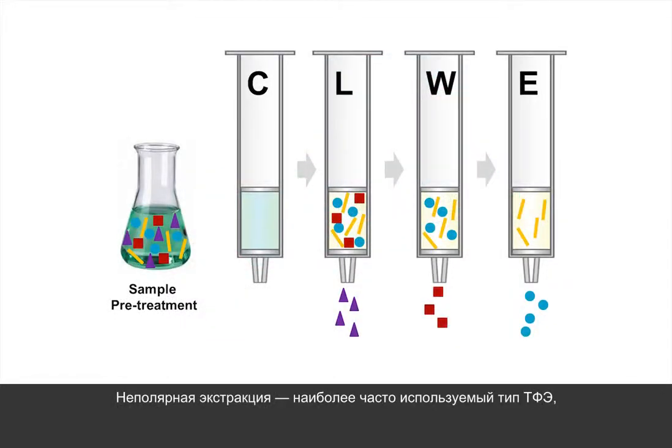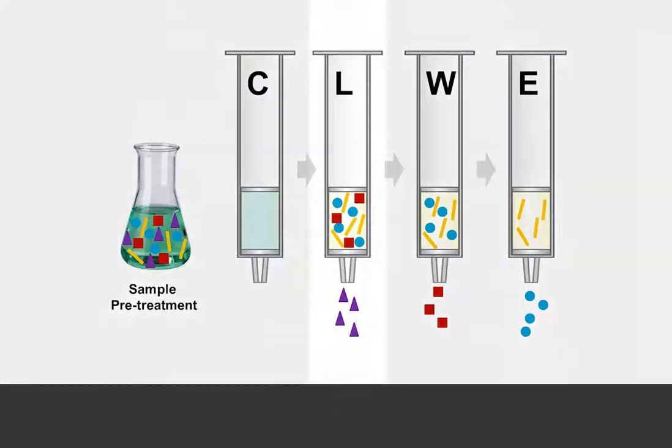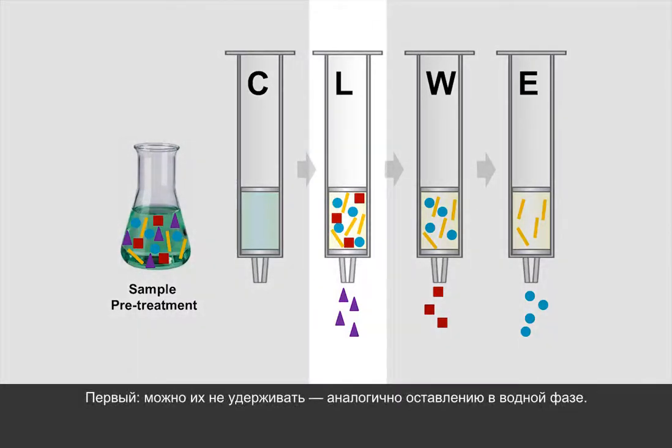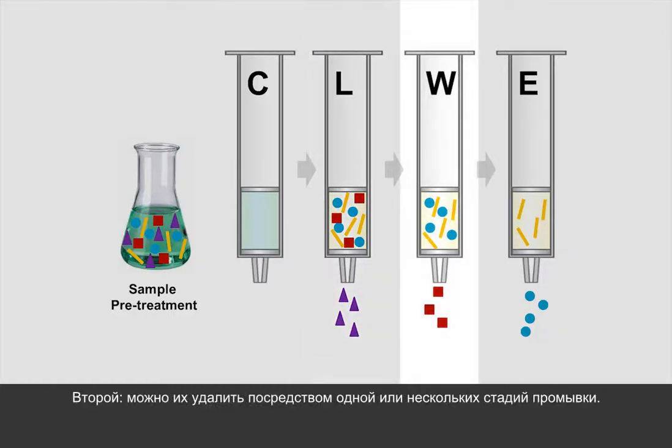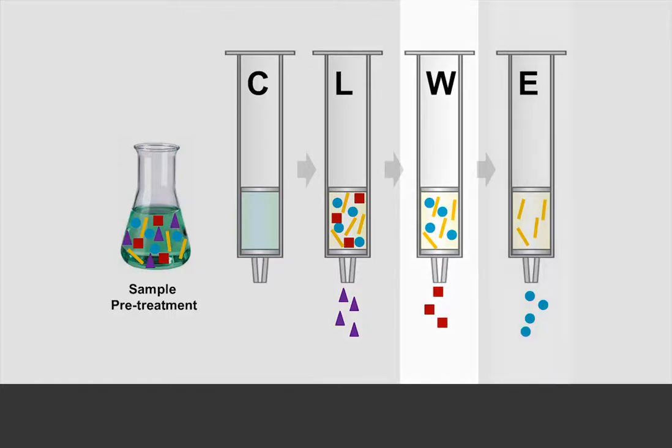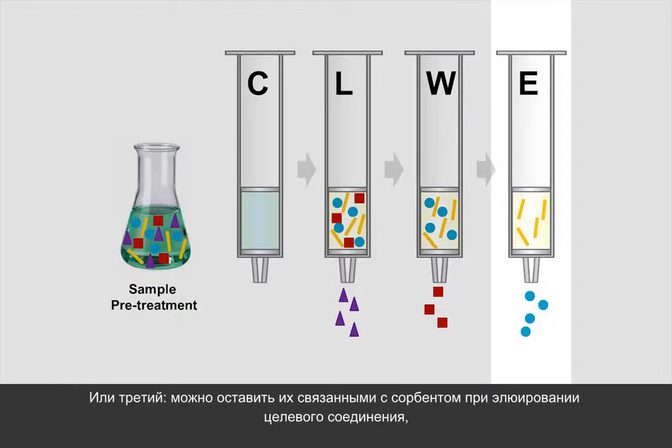Nonpolar is the most commonly used type of solid phase extraction and has multiple ways of eliminating unwanted contaminants. One, we can leave them unretained, analogous to staying in the aqueous phase. Two, we can eliminate them during one or more wash steps. Or three, we can leave them bound to the sorbent when we elute our target compounds, which is a powerful way of getting rid of lipids.